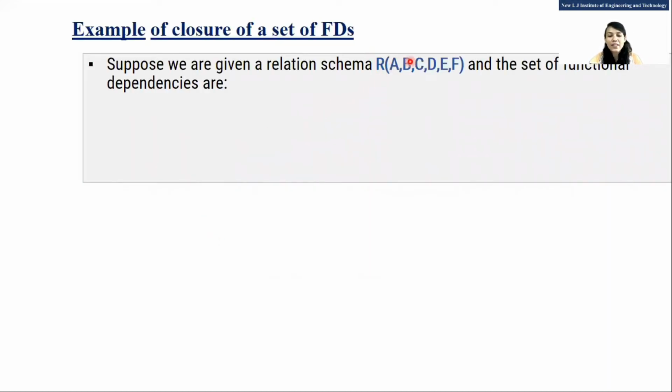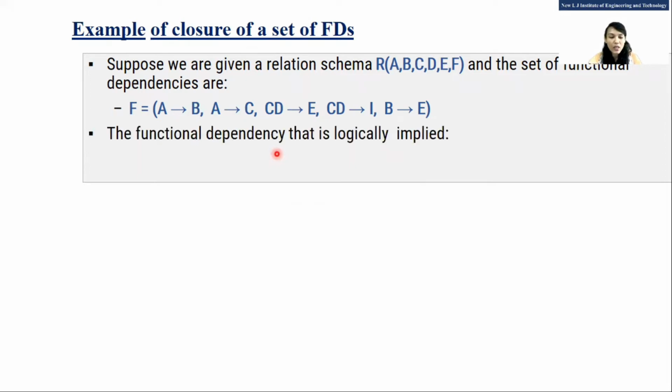Suppose we are given the relation schema R, and in that we have different attributes A, B, C, D, E, F, and the set of functional dependencies F is equal to: A determines B, A determines C, CD determines E, CD determines F, and B determines E. So now these 5 dependencies are already given. What we have to do is check the rules, and using those rules we have to determine some new dependencies from the given dependencies. So let's go with this example.